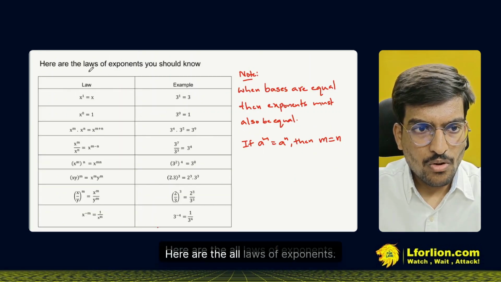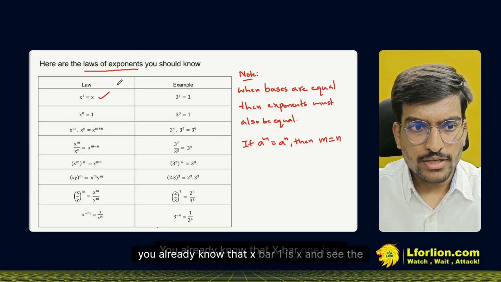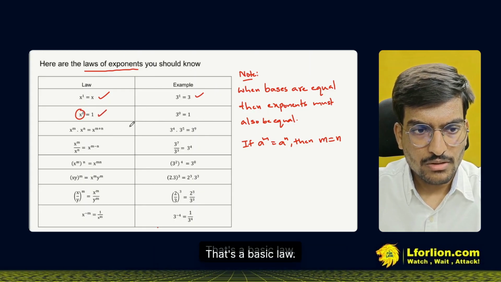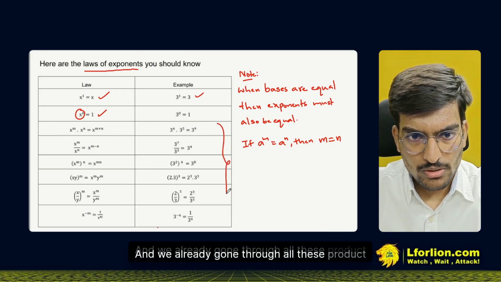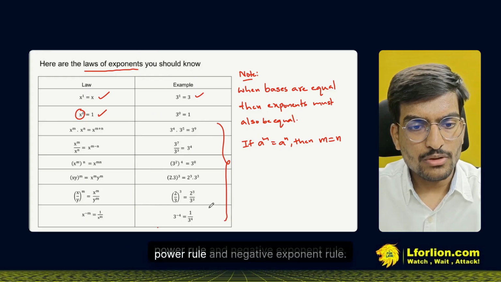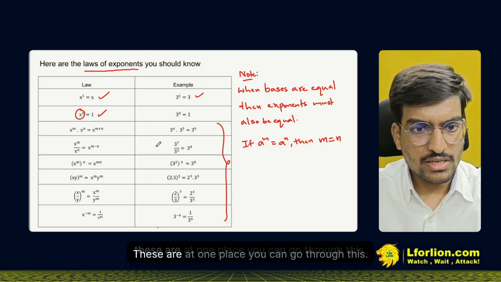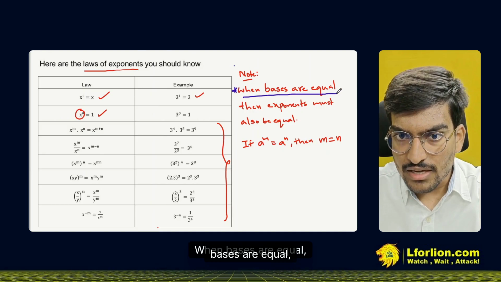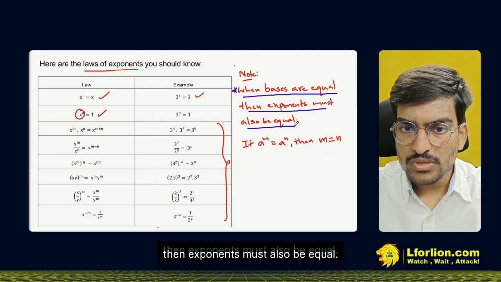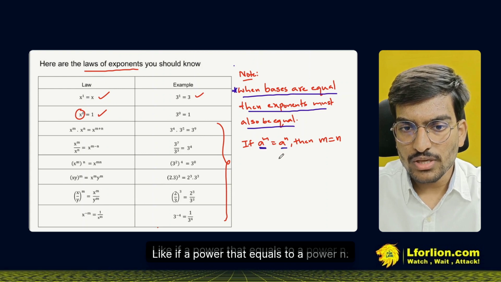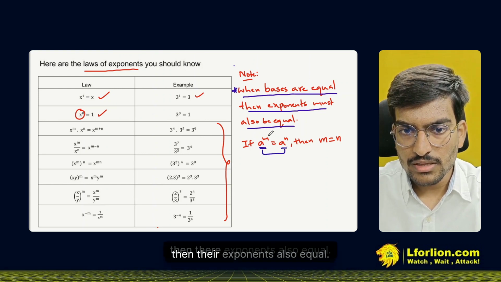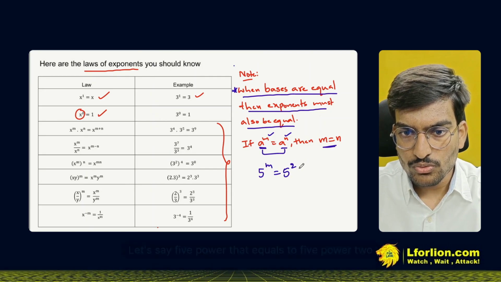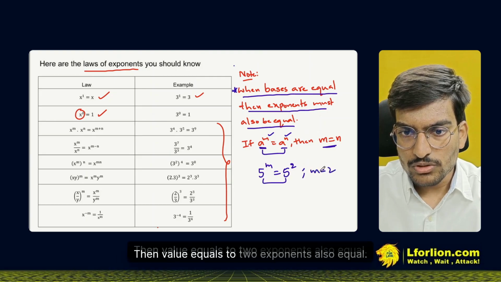That's it. Here are all the laws of exponents. You already know that x power 1 is x. You can see the example. Anything to the power of 0 is 1. That's a basic law. And we already went through all these: product rule, quotient rule, power rule, and negative exponent rule. These are in one place. You can go through this. And here there is one more thing: if bases are equal, then exponents must also be equal. Like if a power m equals a power n, here bases are equal, then their exponents are also equal. Let's say 5 power m equals 5 power 2, bases are equal, then m equals 2, exponents are also equal.